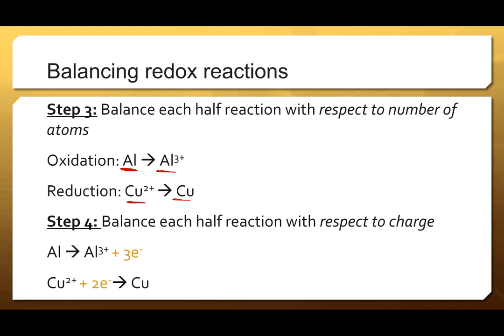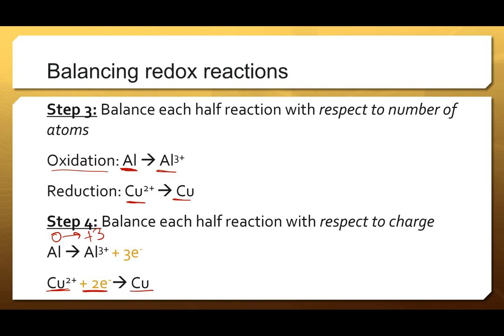Now we want to balance each of the half reactions with respect to charge. Okay? So we know that aluminum is going from a 0 to a +3. So 0 to +3 is an oxidation. It's losing 3 electrons. So 3 electrons are getting kicked out. We need to add that into the equation. And for a reduction, so reduction is gaining electrons. So copper was a +2 charge. It gained 2 electrons and it became neutral.